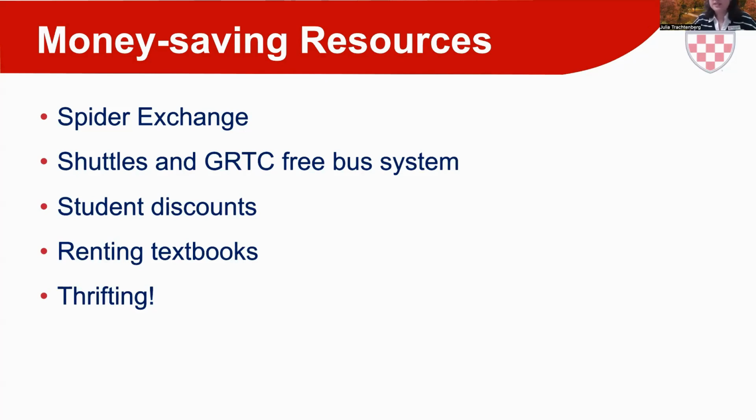There are also student discounts to look out for. Things like streaming services often have student discounts, sometimes restaurants. And then also renting textbooks or buying used textbooks can help you save money on your books and school supply expenses. And then also thrifting. I think Richmond has a lot of really cool thrift shops. You can find good deals on items that you can save a little money on by getting them secondhand.